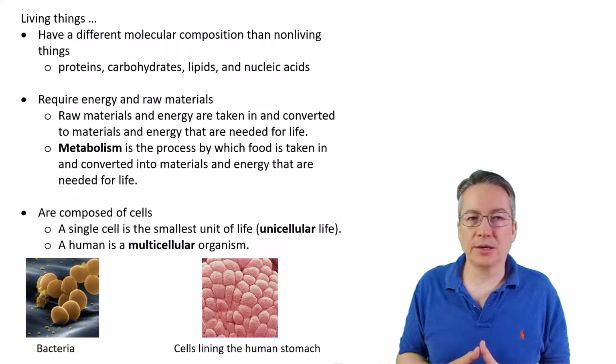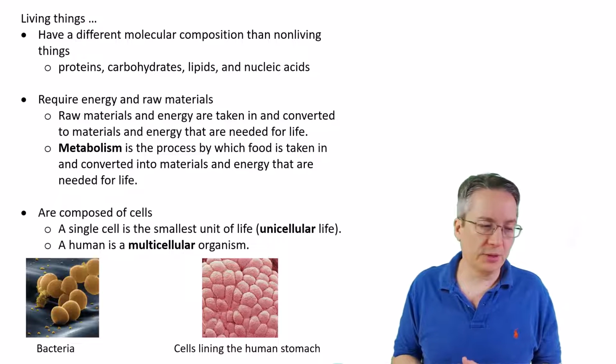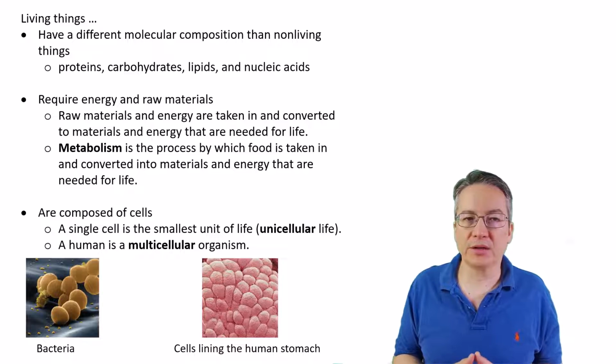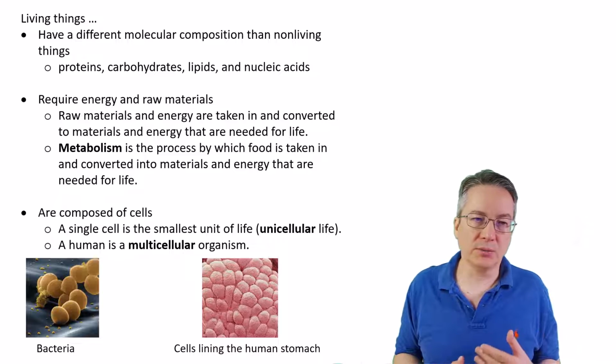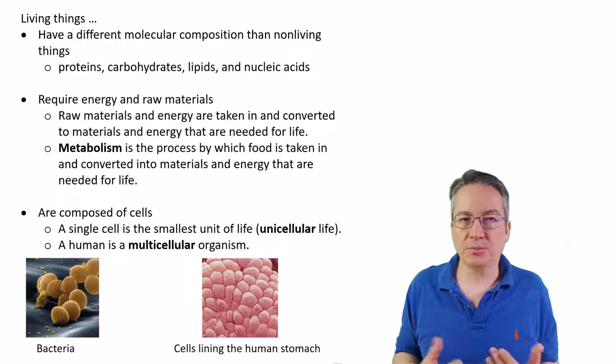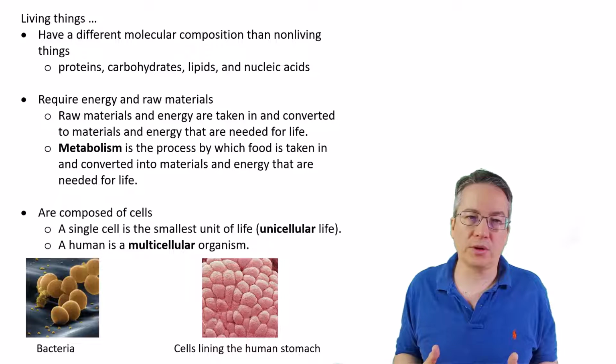In this video, I'll be talking about the various characteristics of life. So first off, living things have a different molecular composition than non-living things. So what do we mean by this? Well, living things have proteins, carbohydrates, lipids, and nucleic acids. So these are all called biomolecules, and they're very important for life, and we'll be talking a lot more about them in this course.